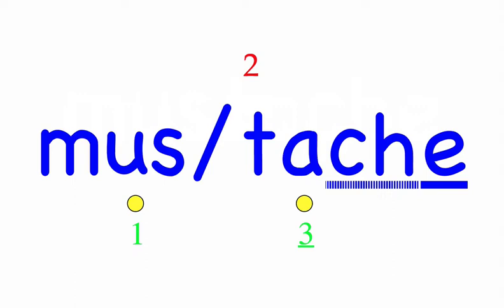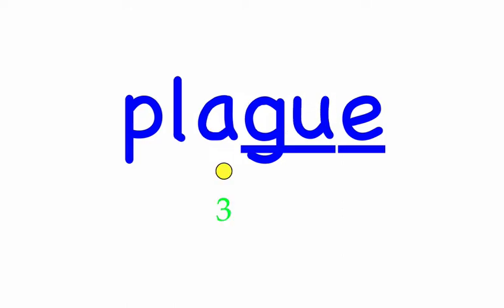Plague. There was a plague that killed many people. Plague, 4 sounds. P, L, A, G. Plague, mark the word. Knoll. The grassy knoll had flowers everywhere. Knoll. 3 sounds. N, O, L. Knoll. Mark the word.